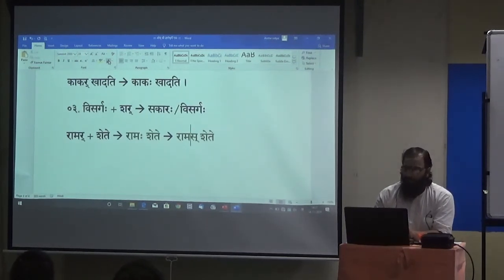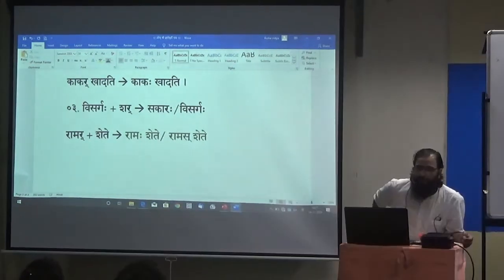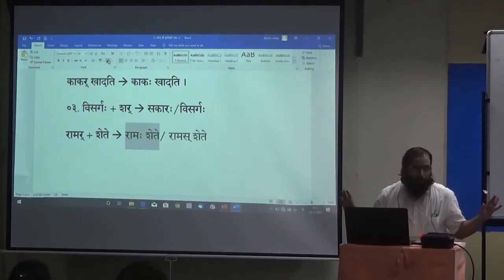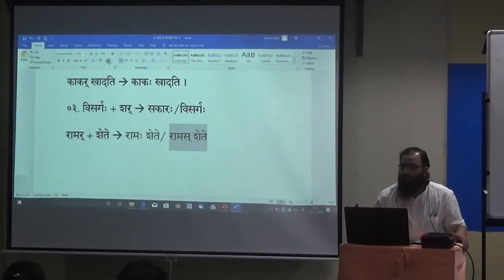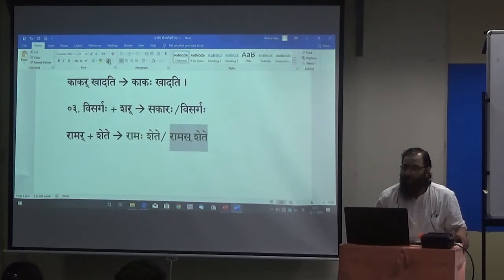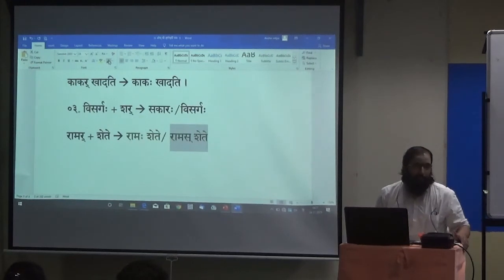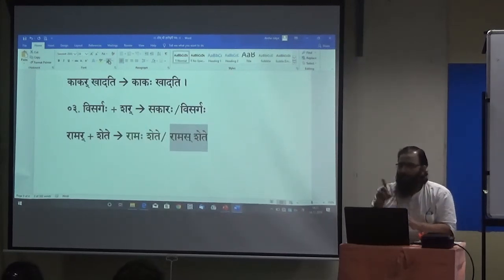So here I am giving these two forms. Rama plus Shete becomes Ramaha Shete or Ramas Shete. Ramaha Shete you can leave as it is, no problem. But Ramas Shete will undergo further changes. If you are replacing the Visarga by Sakara, applying the third rule, the Vyanjana Sandhi, then we cannot stop here. We have to do further Sandhi. Sakara will undergo change now. From Sakara, Repa is born, Repa to Visarga, now Visarga back to Sakara. Now Sakara will undergo change.